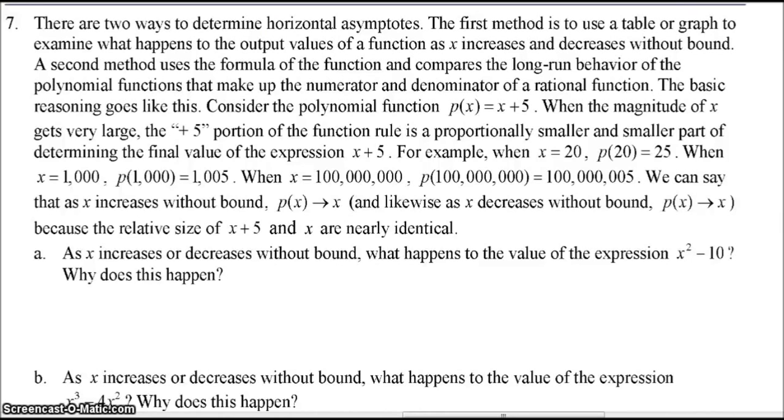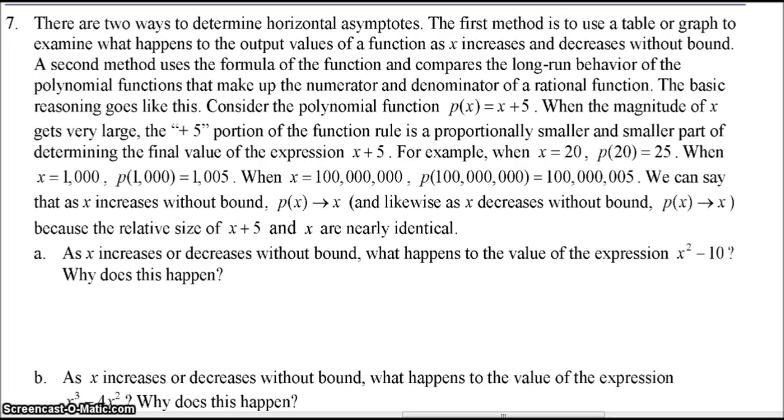There are two ways to determine horizontal asymptotes. The first method is to use a table or graph to examine what happens to the output values of a function as x increases and decreases without bound. The second method uses the formula of the function and compares the long-run behavior of the polynomial functions that make up the numerator and denominator of the rational function. The basic reasoning goes like this.